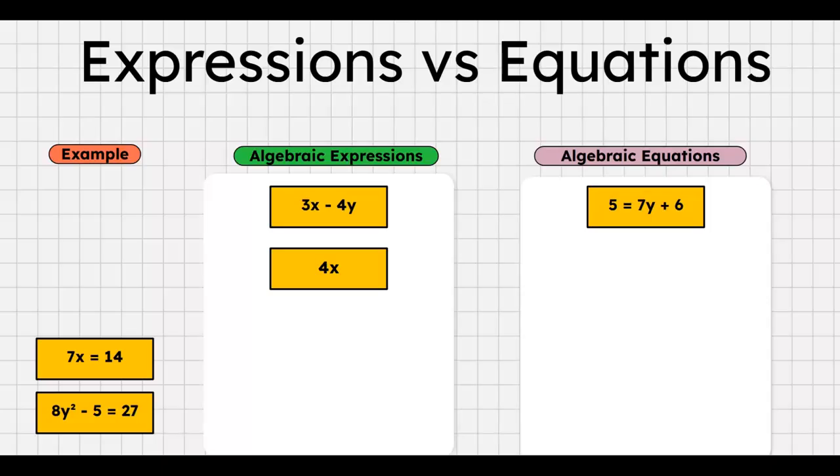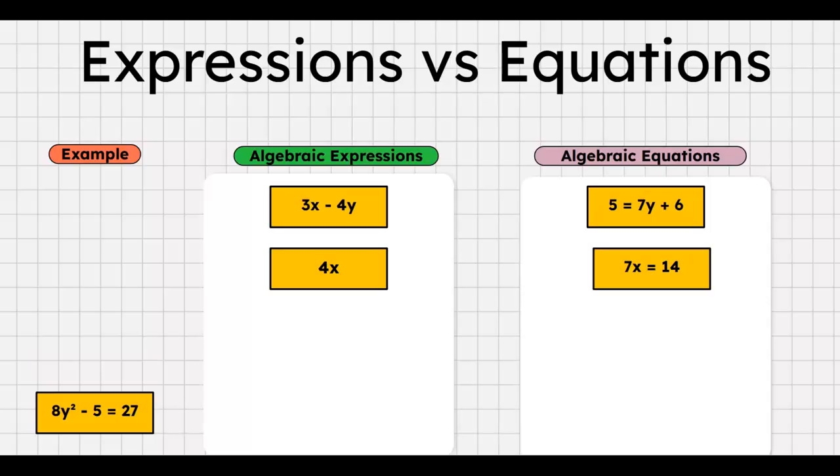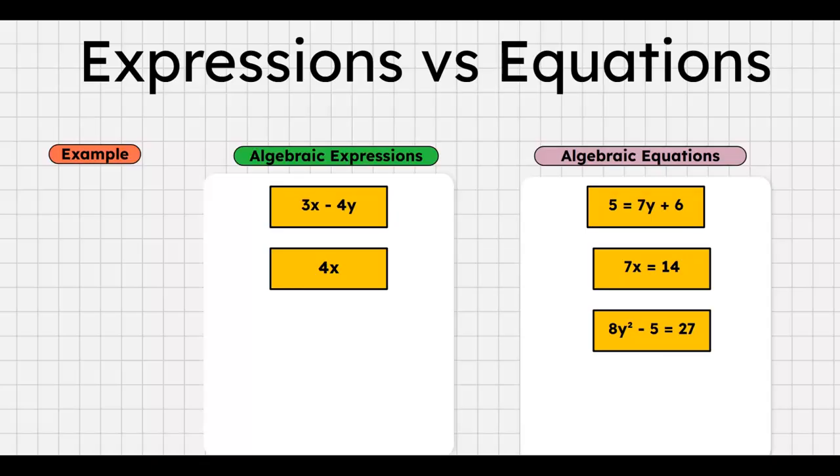7x equals 14. That is an algebraic equation because it has an equal sign. And last but not least, 8y squared minus 5 equals 27 is also an algebraic equation because of the equal sign.